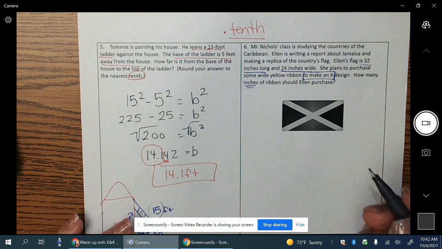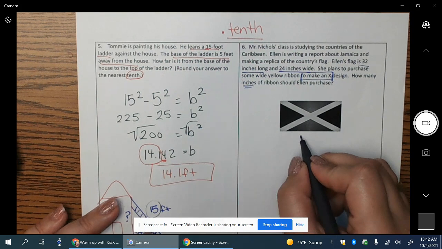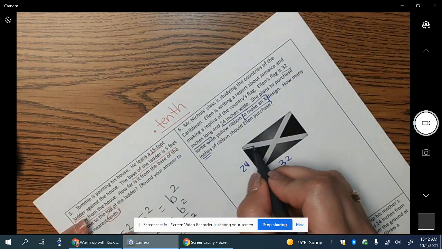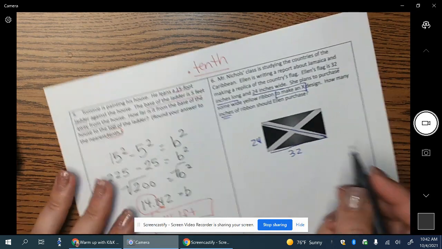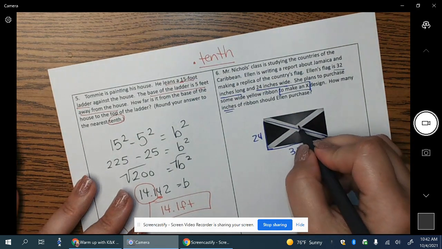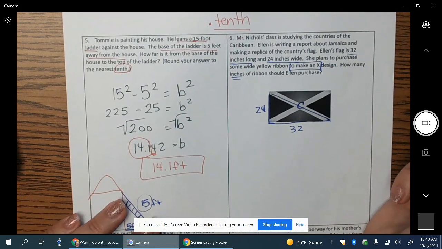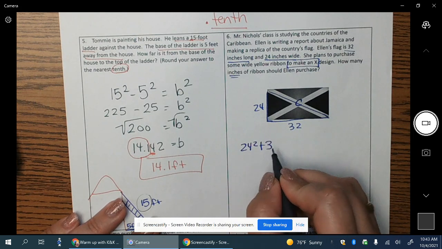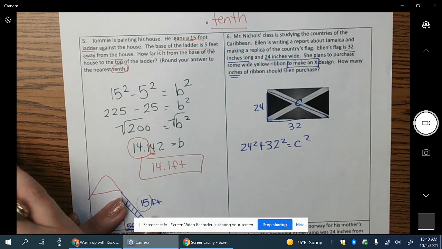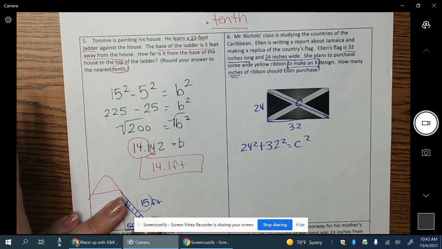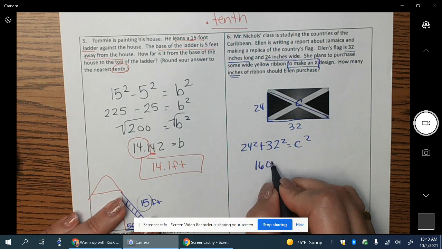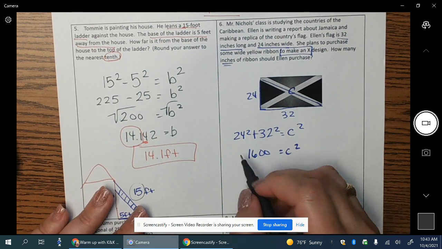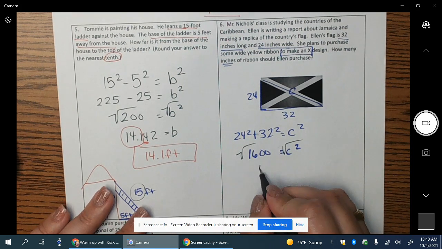All right. So I know that it's 32 inches long and 24 inches wide. So 32, 24. Do I have enough information to figure out the hypotenuse? Yes. The hypotenuse is what letter? C. So do I know it? No. So how can I solve it? 24 squared plus 32 squared. Yep. So 24 squared plus 32 squared equals 1600. Final step, square root, which is 40.